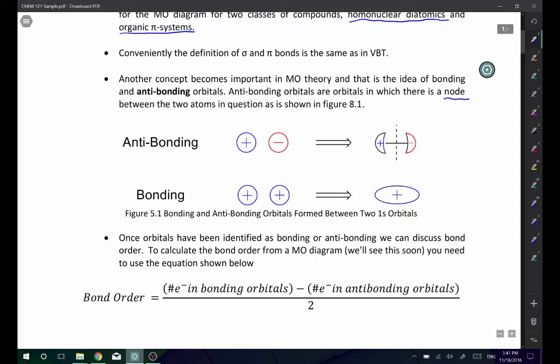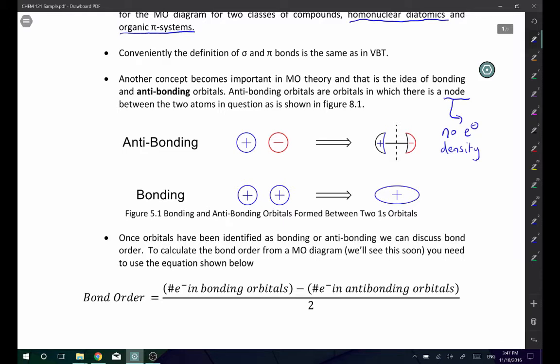So a node is an area where you have no electron density. So a way to remember it is no electron density. And essentially, that's what you always see with anti-bonding orbitals. So what have I actually shown? What have I actually depicted here?